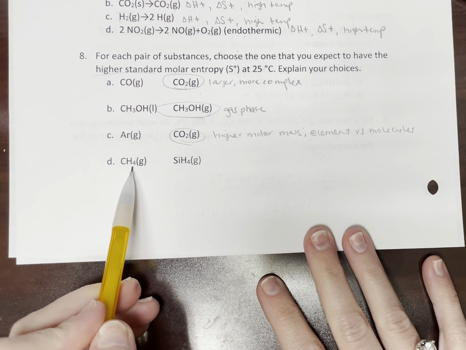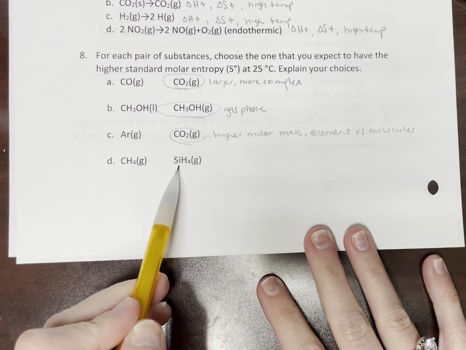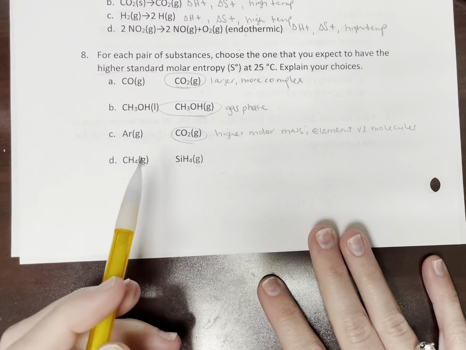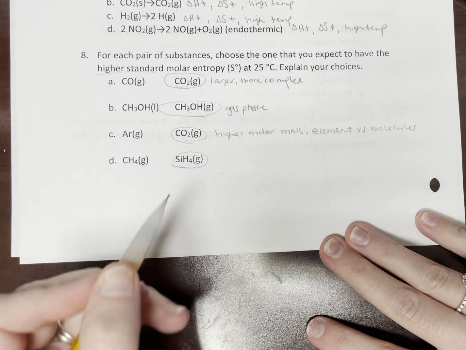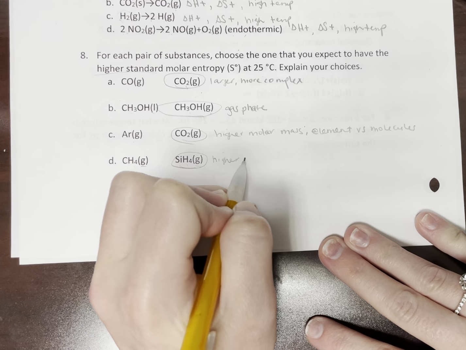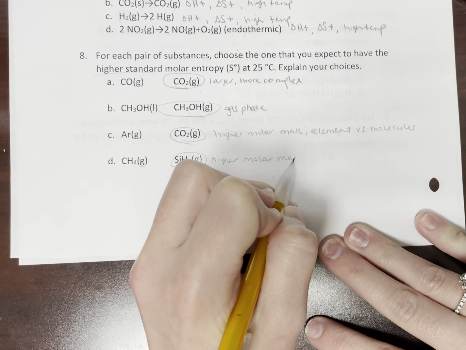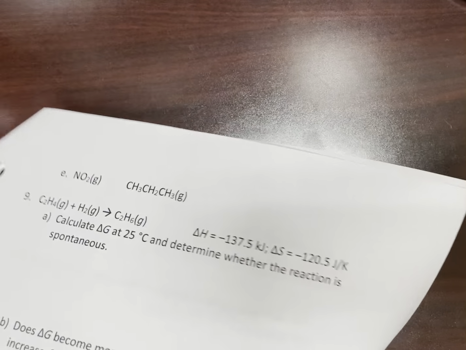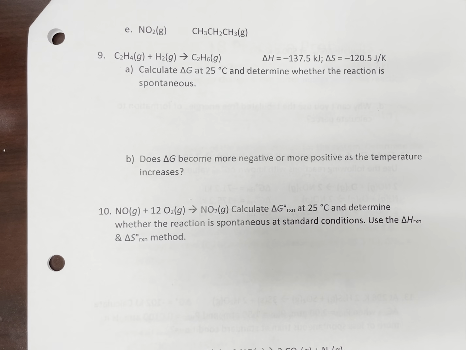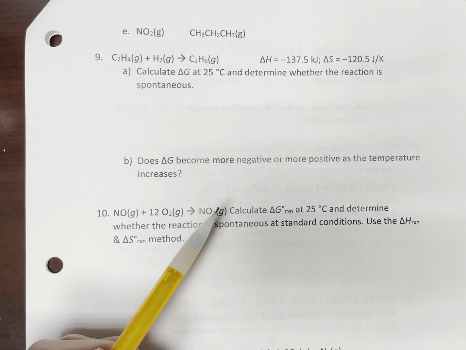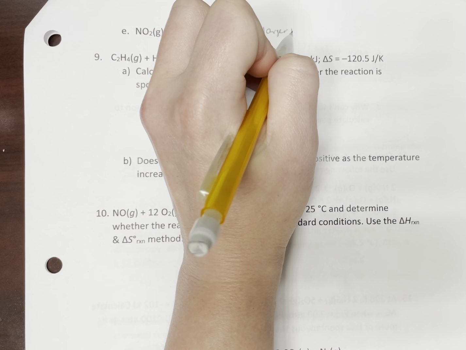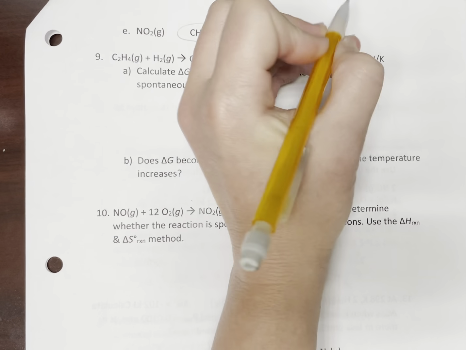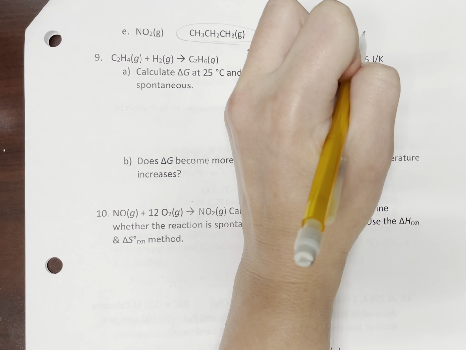All right, now here we have two different compounds. They're both in the gas phase, so we need to consider this one. You can look at your periodic table because this one has the higher molar mass. And oh, there's one more that snuck off the page. NO2 versus propane is going to be propane because it is the larger molecule, meaning there's more bonds in it, so it's going to be more complex.